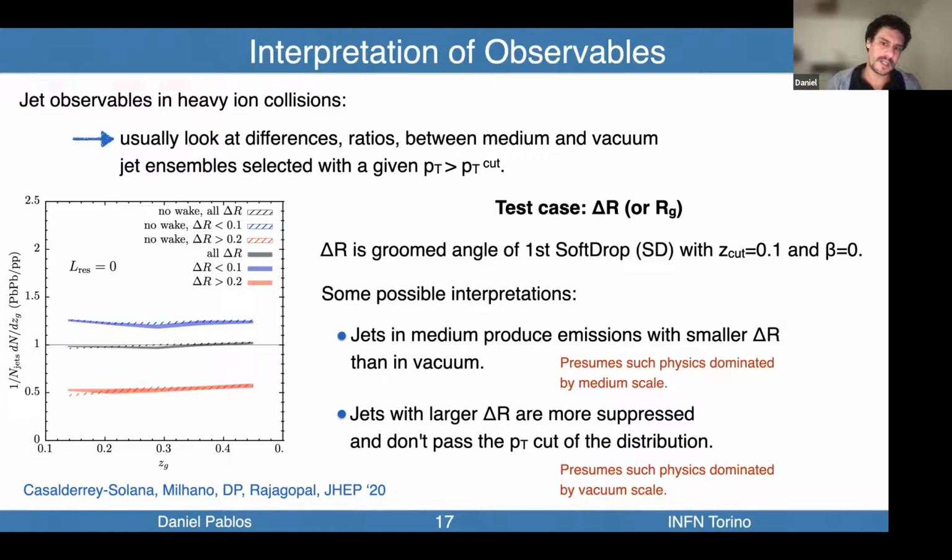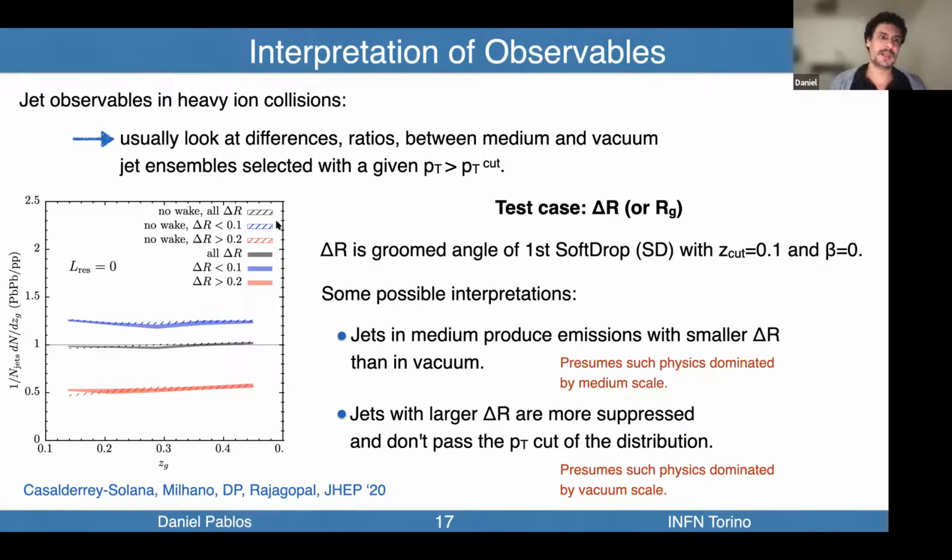So the groomed radius is obtained by looking at all the clustering steps, by declustering a jet and looking at which is the first clustering step in an angular ordered clustering algorithm that satisfies some kind of hardness requirement, such that a given branch has at least 10% of the total energy of the jet.